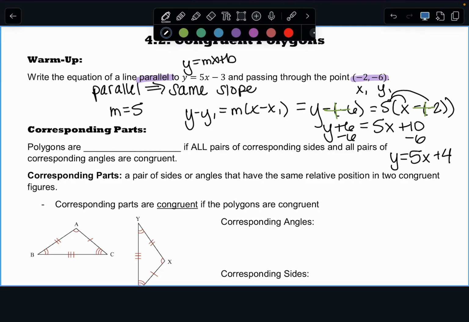Same size. Those squares are what we would call congruent polygons. Congruent polygons. That means they are the same size and shape.